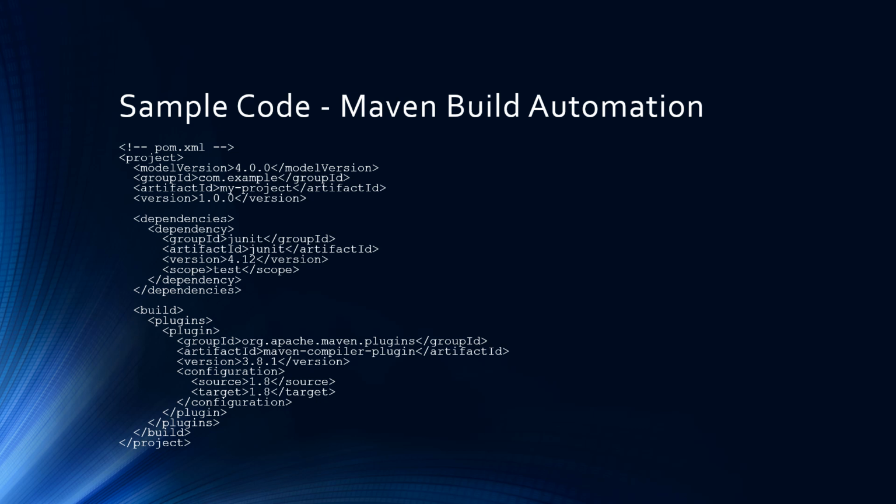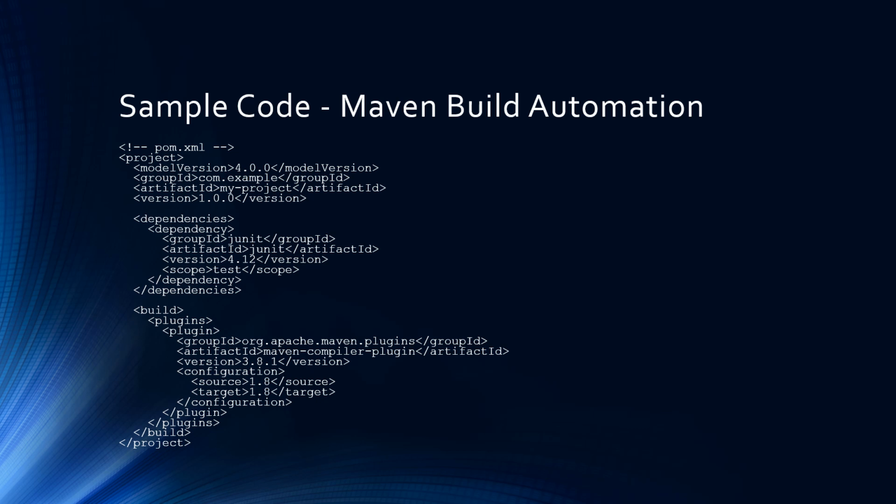Key aspects to consider. 1. Dependency management, which includes version specification, scope definition, exclusion handling, repository configuration, conflict resolution. 2. Plugin configuration, which includes compiler settings, test execution, resource handling, code analysis, documentation generation. Best practices for Maven configuration: 1. Use dependency management.